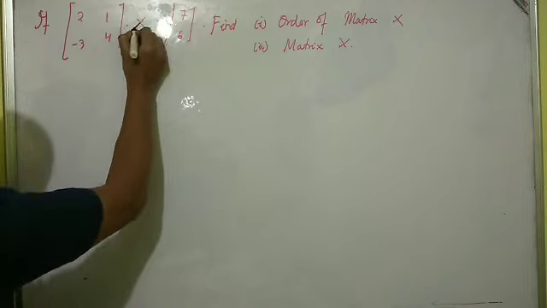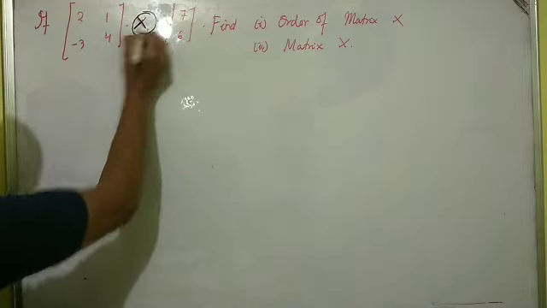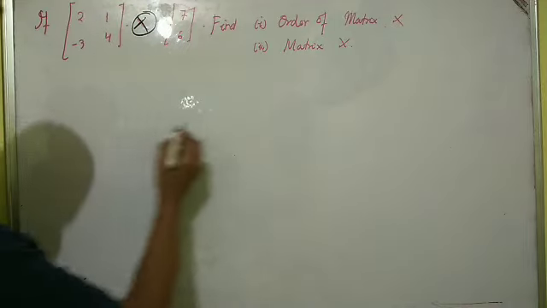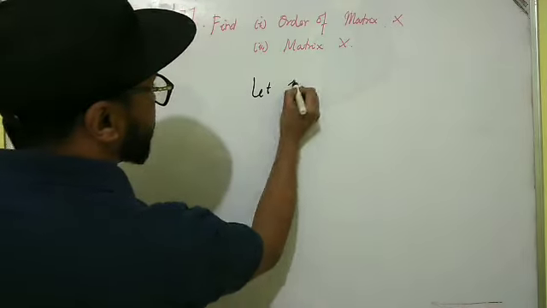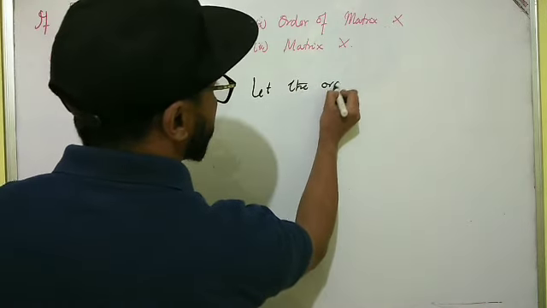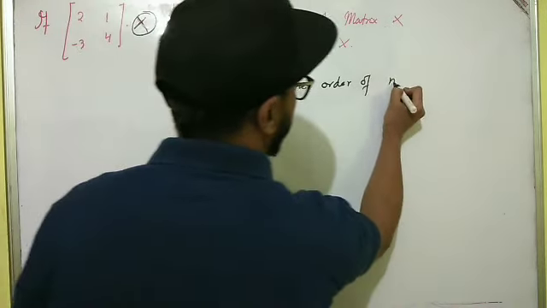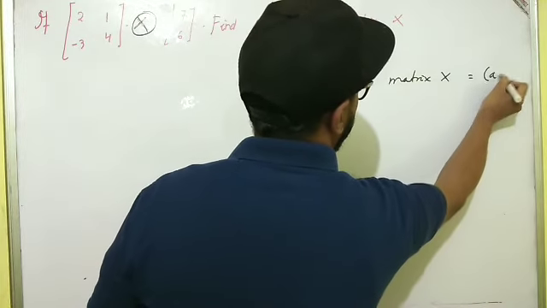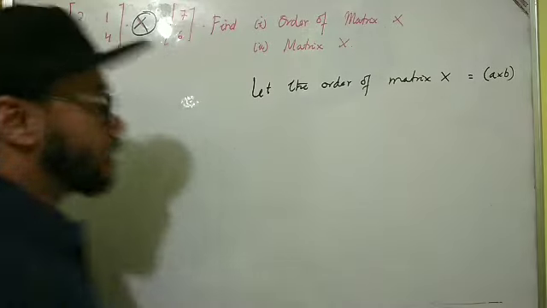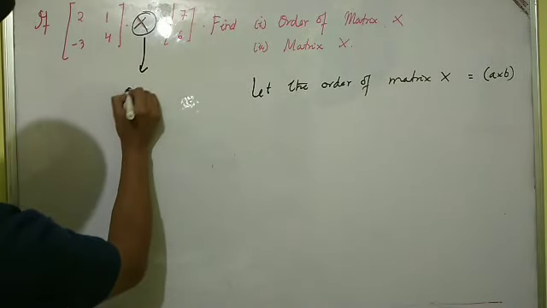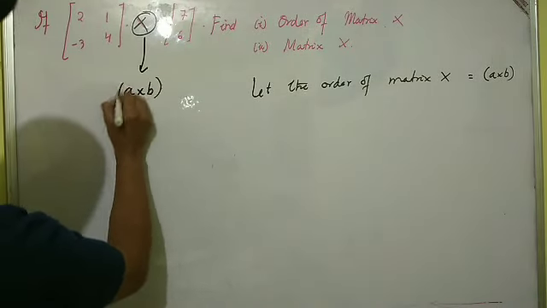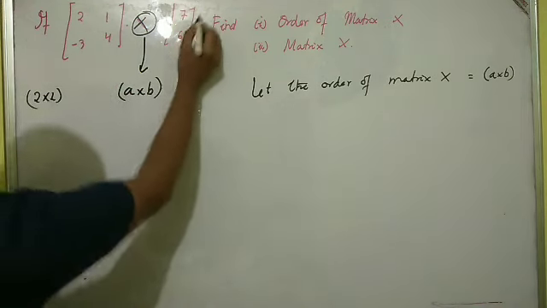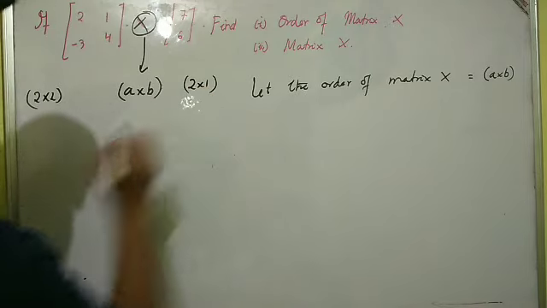Now if you look at this one, this is x. Okay. So first we need to find the order of this matrix. Alright. So the rule here is, let the order of matrix x be A cross B. Alright, so the order of this matrix is A cross B. Now let's write the order of this matrix, which is 2 cross 2, and the order of this matrix is 2 cross 1. Now see, this is the rule.